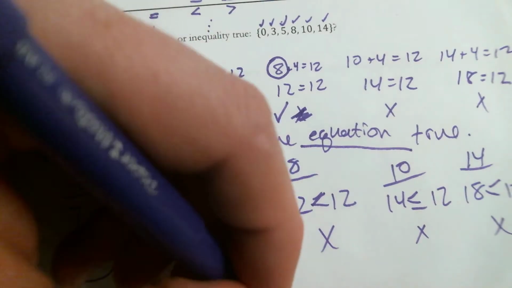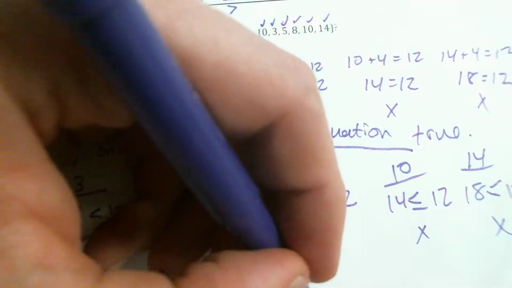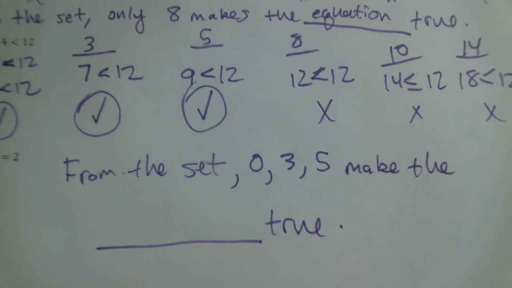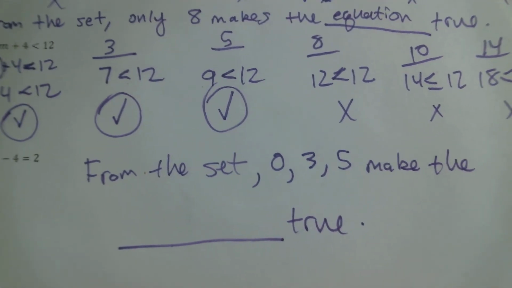0, 3, 5. Make the blank true. So from the set, 0, 3, and 5 make the blank true.